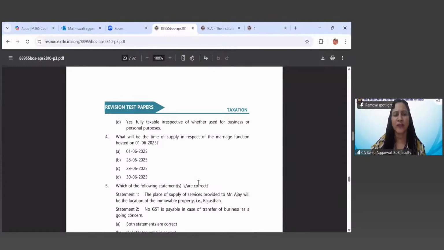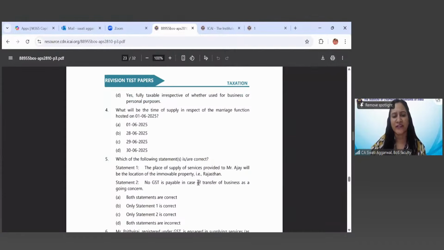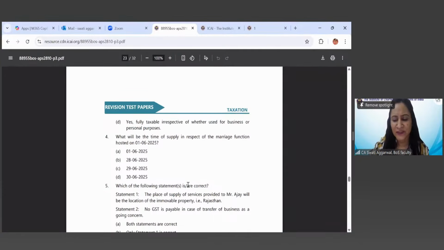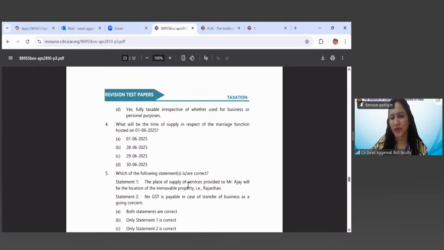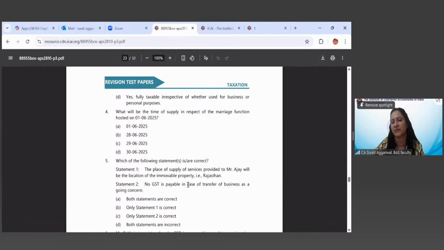Now let's move to the last question of this case scenario. Which of the following statements are correct? Statement 1, place of supply of services provided to Mr. Ajay will be the location of immovable property, that is Rajasthan. Statement 2, no GST is payable in case of transfer of business as a going concern. Now you have to tell me whether both statements are correct. Option A, both statements are correct. Option B, only statement 1 is correct. Option C, only statement 2 is correct. And option D, both statements are incorrect.